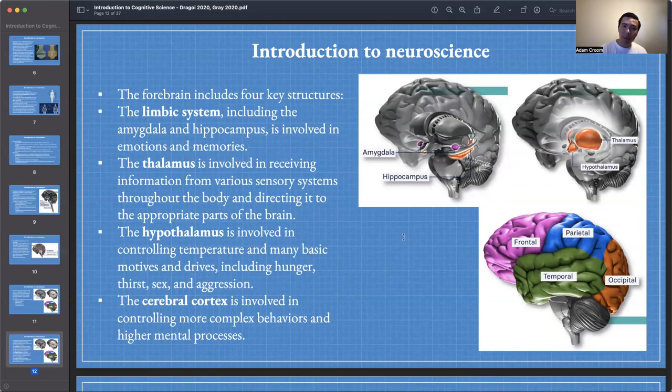The limbic system includes the amygdala and hippocampus and is involved in emotions and memories. Okay, so we can see in this figure here, the amygdala and the hippocampus. Amygdala is largely involved in emotions, especially negative emotions, and the hippocampus is an important site for memory.